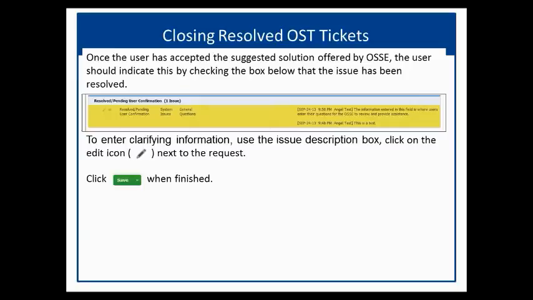So once the issue is resolved, if OSSE responds to you that the issue has been resolved, you can ask clarifying information in the description box by clicking on the icon that looks like a pencil. It's the edit icon, and when you're finished, you just click Save.